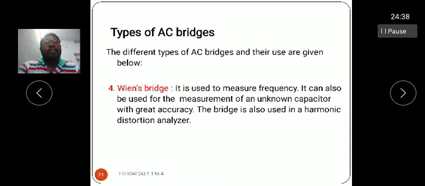Fourth one is the Wien's bridge. It is used to measure the frequency. It can also be used for the measurement of unknown capacitors with great accuracy. That means accuracy is more in the Wien's bridge among the AC bridges. The bridge is also used in the harmonic distortion analyzer. In this particular circuit, we are using the Wien bridge circuit.